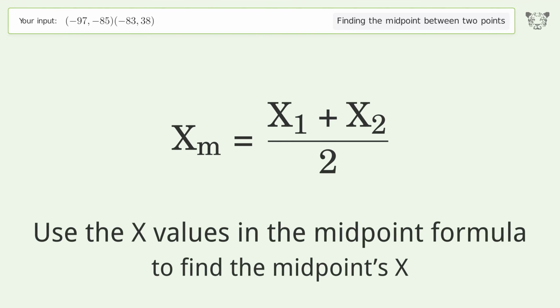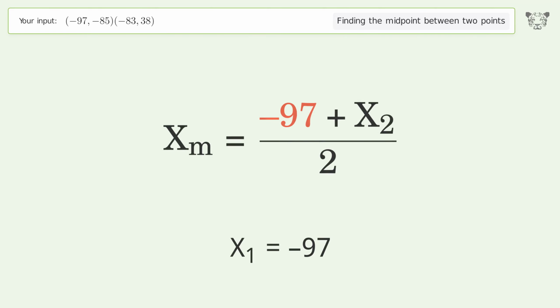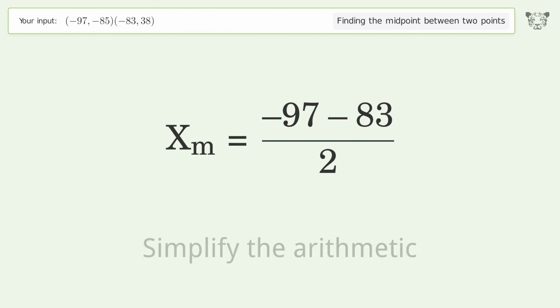Use the x values in the midpoint formula to find the midpoint's x. x1 equals -97. x2 equals -83. Simplify the arithmetic.